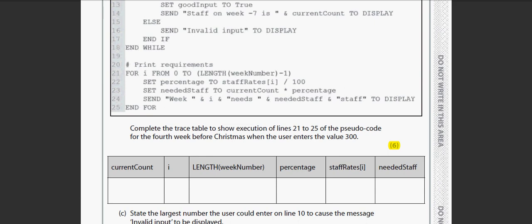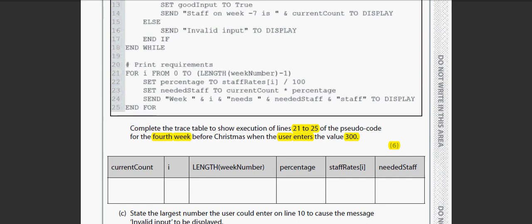So we'll start by reading the question as always. Complete the trace table to show execution of lines 21 to 25. So it's just 21 to 25, which is your for loop here. I've talked through the for loop before in those previous videos, so go back and have a look at those. We're looking for the fourth week before Christmas, really important, when the user enters the value 300.